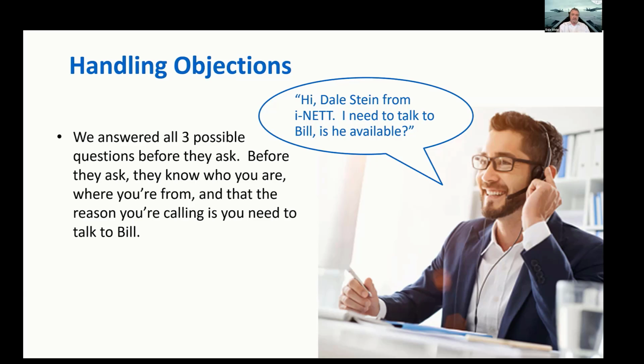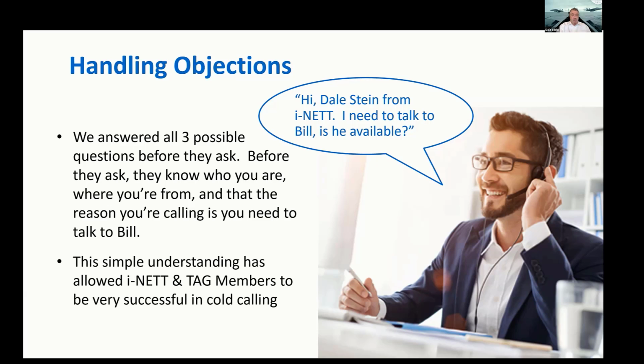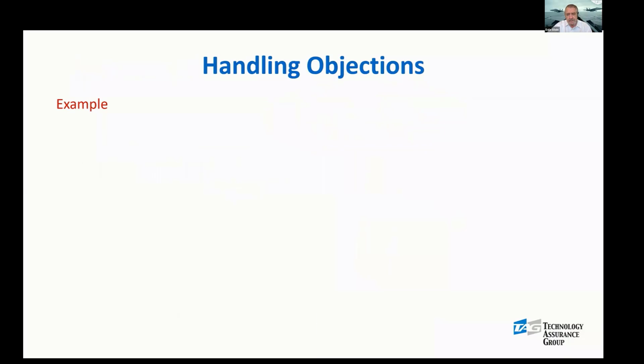But here's what we know. We've answered those 3 questions. For those of us who use this, that simple understanding has allowed iNet and TAG members to be very successful in cold calling. That cold calling has been super successful. In the beta program that's now being ramped up, we're able to average roughly 10 appointments per month per TAG member, because we're able to get past the gatekeeper and ask for the appointment. We know it works.